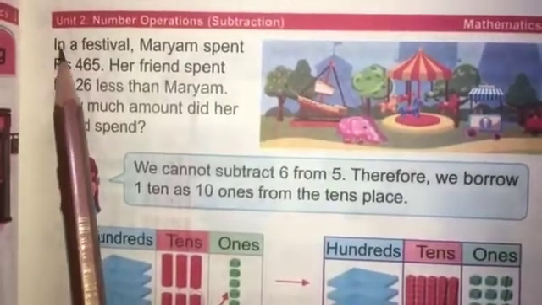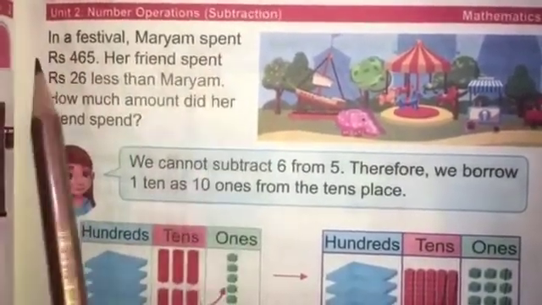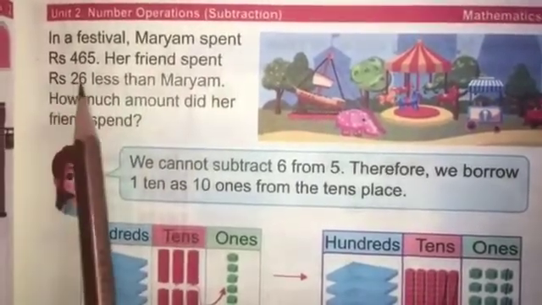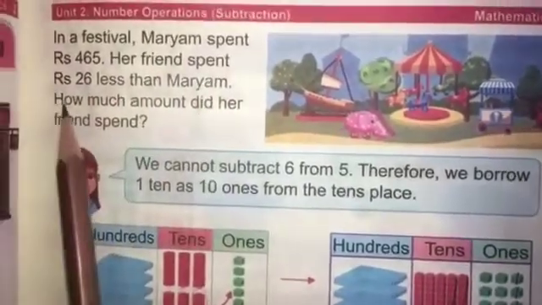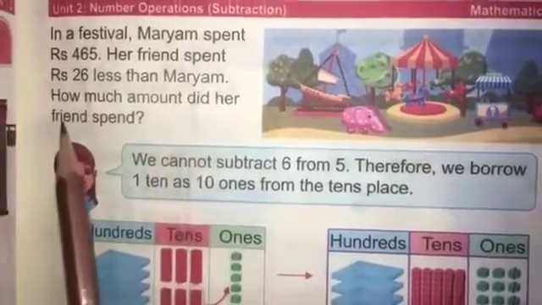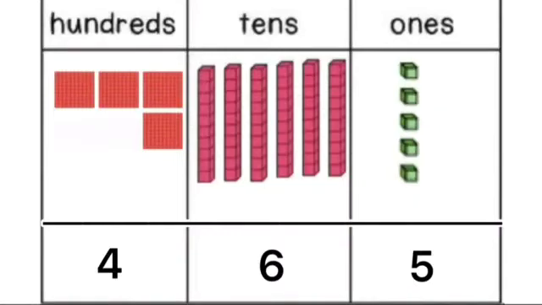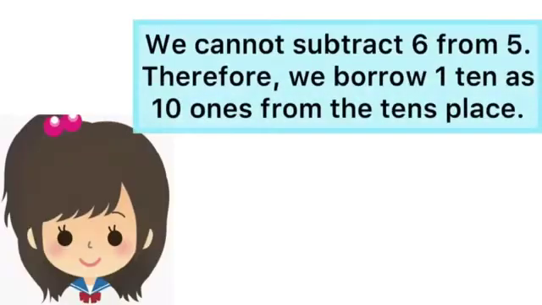Students, let's do example number 2. In a festival, Mariam spent rupees 465. Her friend spent rupees 26 less than Mariam. How much amount did her friend spend? Students, let's solve this. Here I am showing you the number 465 at the ones, tens and hundreds place with blocks. Students, we cannot subtract 6 from 5.